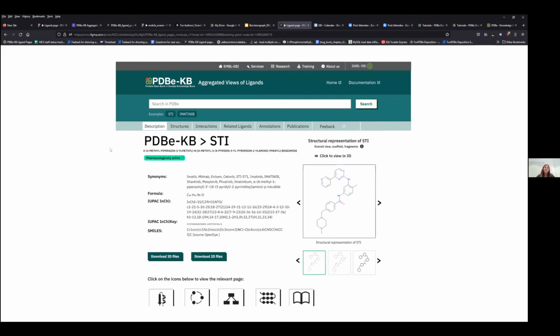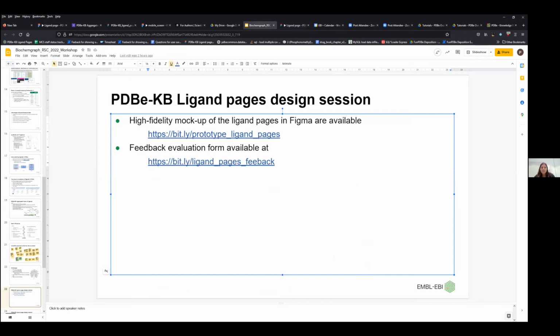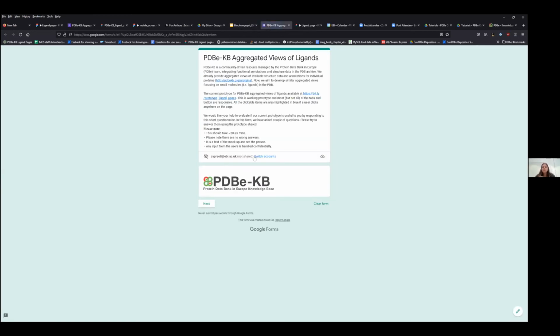On the slide, you have an evaluation form, which is a Google form, which is basically for us to collect data on how these mockups are.